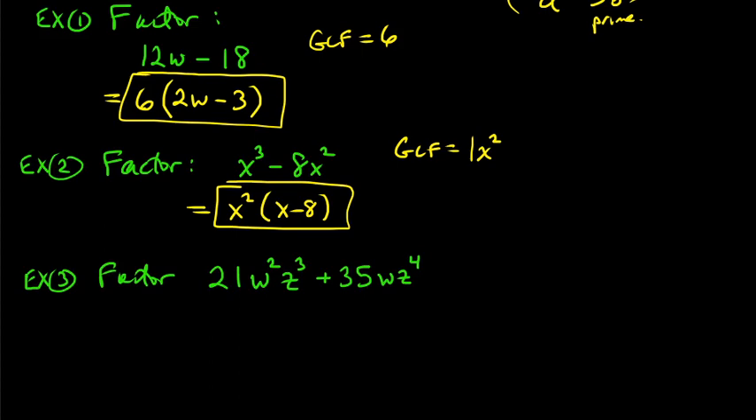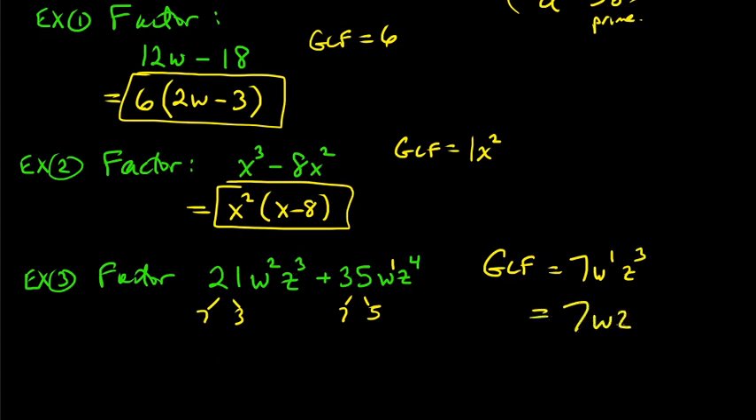Okay, so 21w squared times z cubed plus 35 times w z to the 4th. Okay, so this is a little tricky one, but hopefully you can find the GCF, right? Because 21 is just 7 times 3, and 35 is 7 times 5. So the GCF here is 7. And the lowest power of w is w to the 1. And the lowest power of z is z to the 3 here. Right? So the GCF is just 7w z cubed.